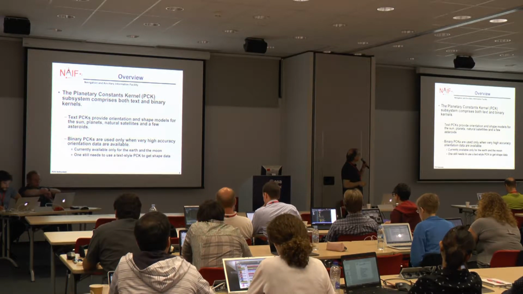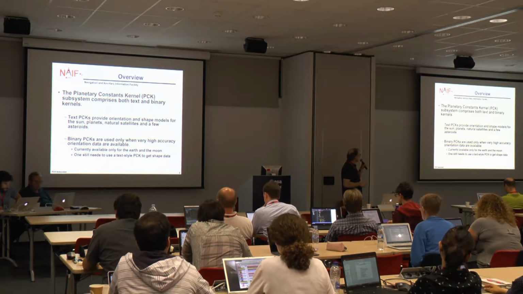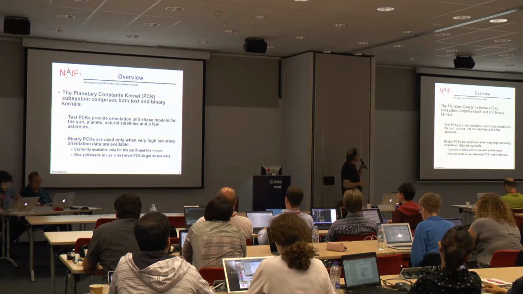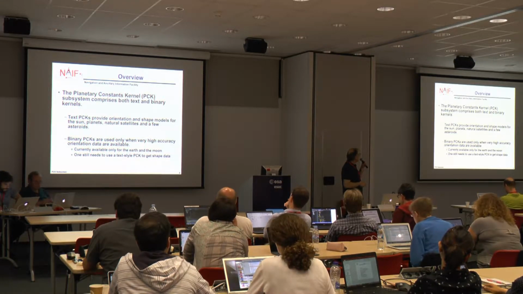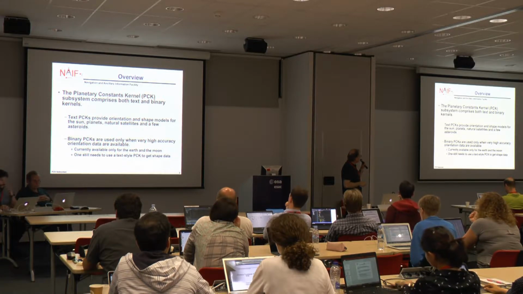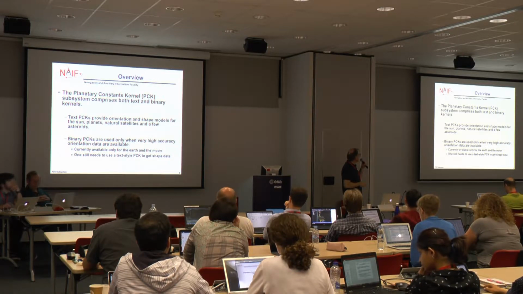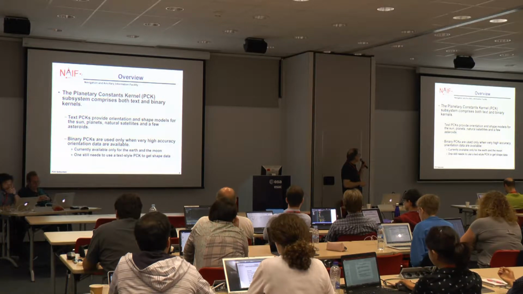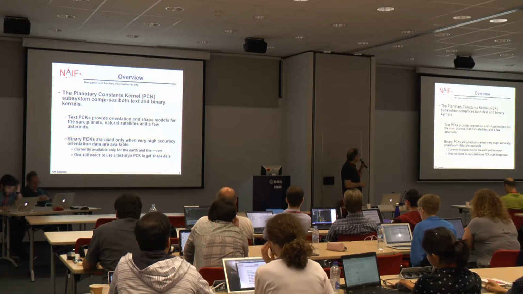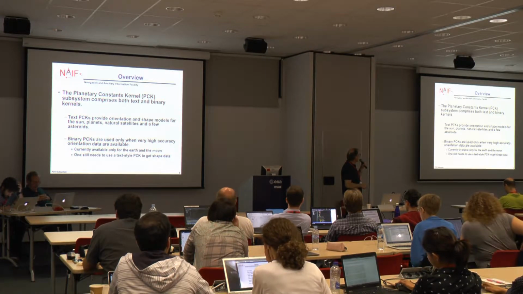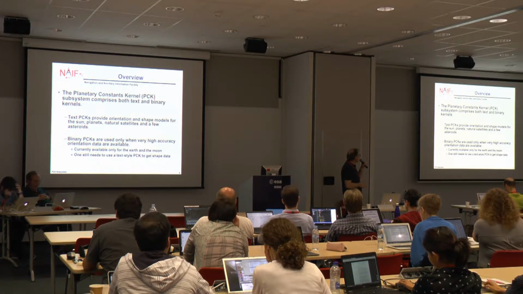So the PCK subsystem comprises both text and binary kernels. The text PCKs provide orientation and shape models for the sun, planets, natural satellites, and a few asteroids. Binary PCKs are used only when very high accuracy orientation data are available, currently available only for the Earth and Moon. And one still needs to use a text-style PCK to get shape data. So binary PCKs contain only orientation data.